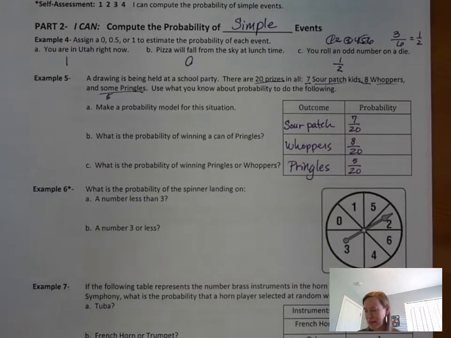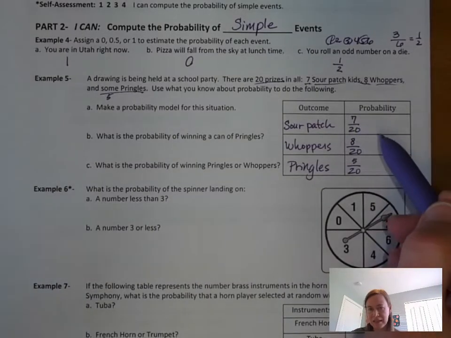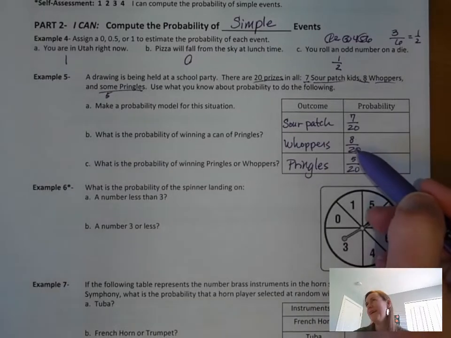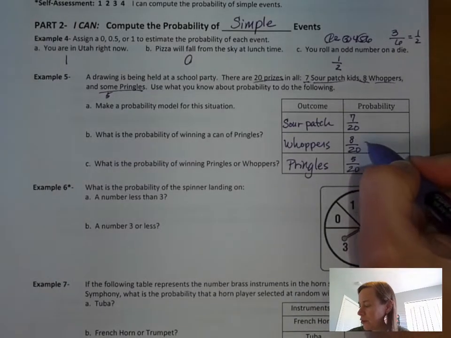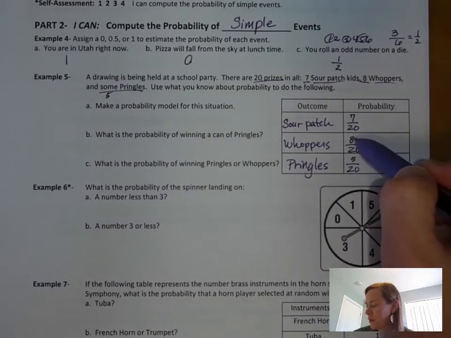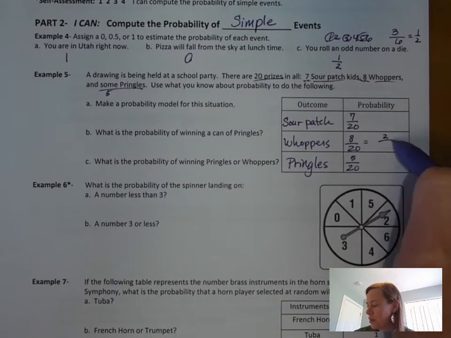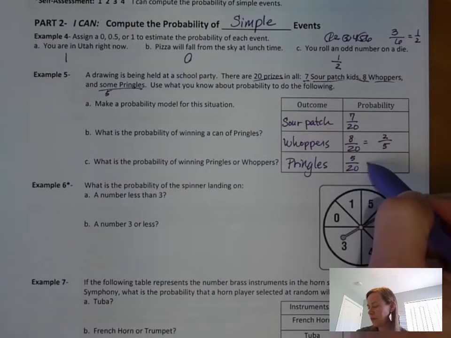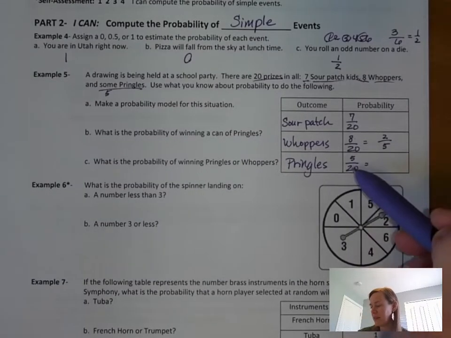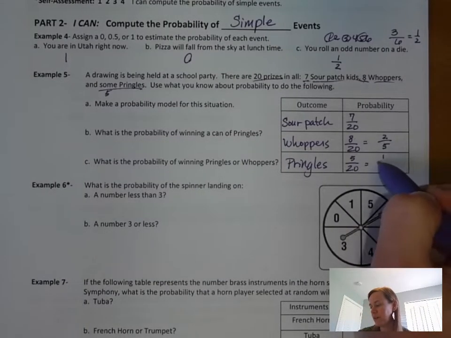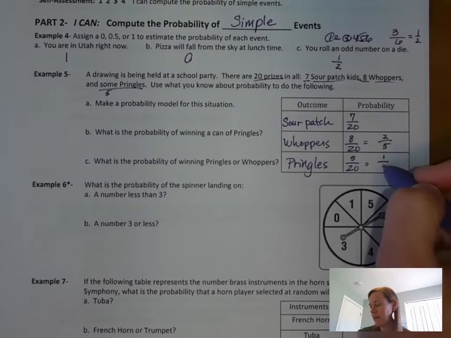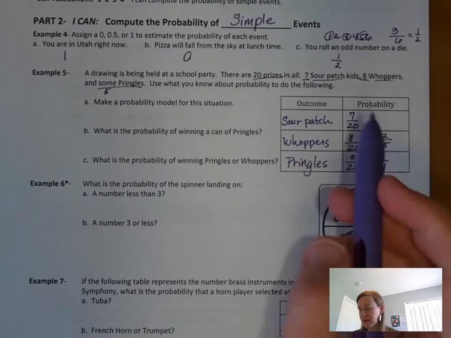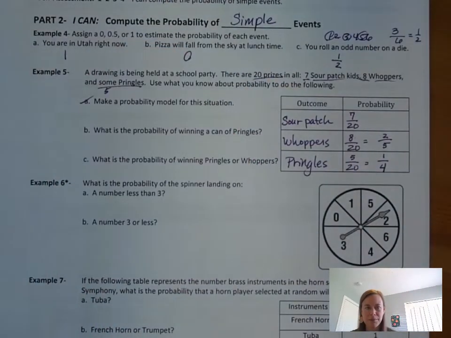Okay, so next up we just need to simplify. Let's see, that's already simplified. 8 out of 20, we can simplify that. Let's divide the numerator and denominator by 4. So 8 divided by 4 is 2. 20 divided by 4 is 5. Okay. What about 5/20? Let's divide them both by 5. So 5 divided by 5 is 1. 20 divided by 5 is 4. Okay, so we're all simplified. We are done with our probability model.